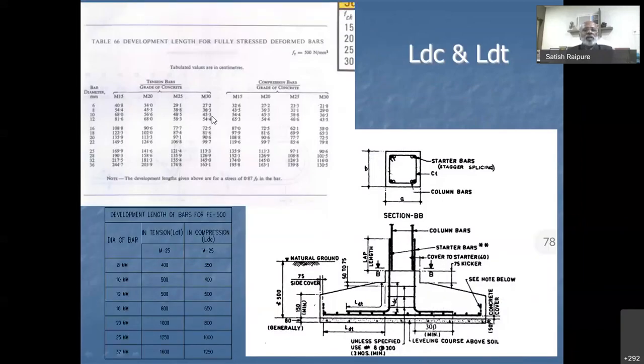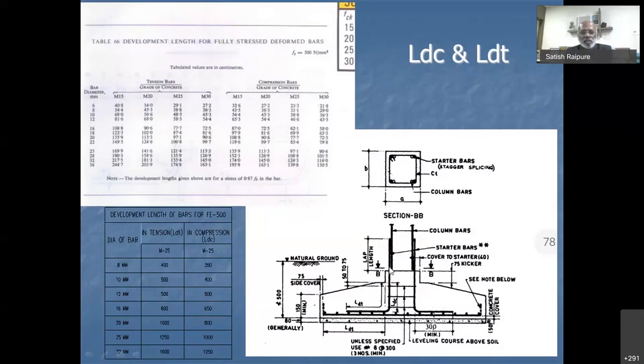This is the table given in SP 16, and you can see that this is LDT. This is from the top of the column to the end of this bar. This LDT is nothing but the development length in tension. But the more critical is this LDC. LDC is from the top of the footing to the reinforcement, or the bottom of the footing minus cover. So this is LDC, and this plays a very important role.